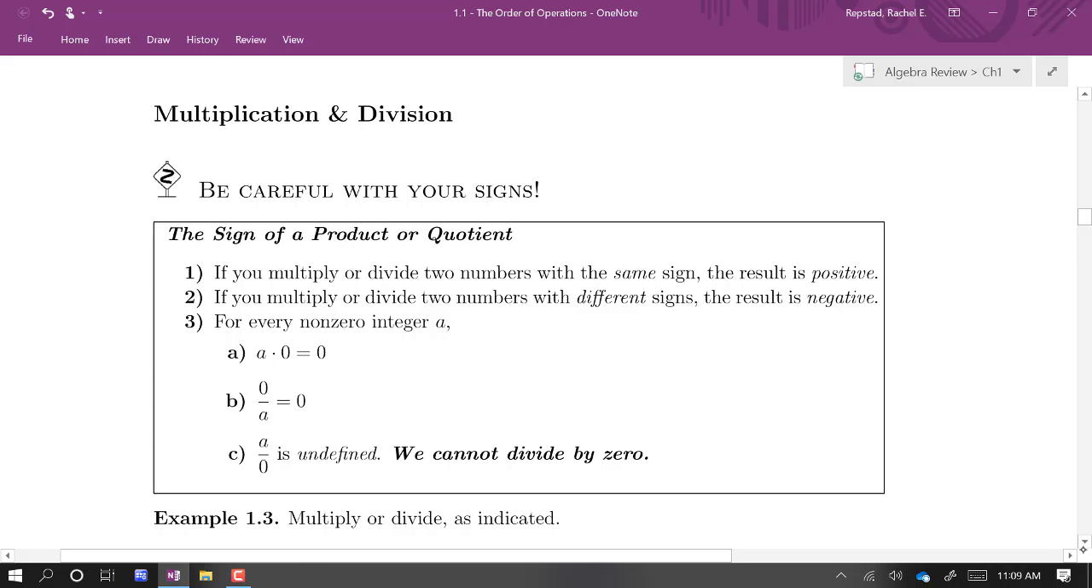Multiplying and dividing. Again, be careful with your signs. If we're multiplying or dividing two numbers that have the same sign, we always get a positive. If we're multiplying or dividing two numbers with a different sign, we are always going to get a negative.